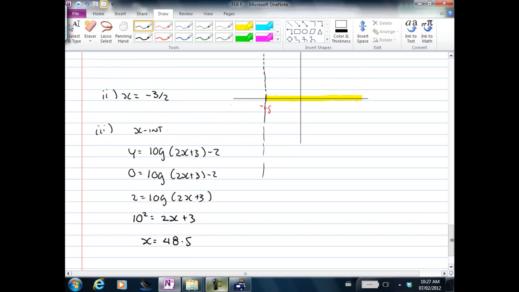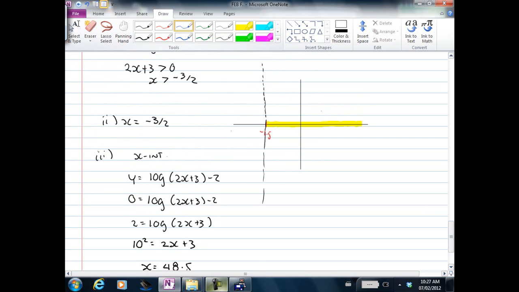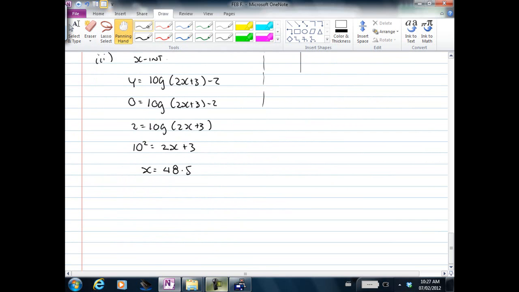Now before I go on, I'm going to play a guessing game. I'm going to say this is 48.5. I know it doesn't look like it, but I just want to see what the rough sketch is. I'm going to do the exact same thing for y-intercept. Y-intercept, no tricks. Y equals log of 2 times 0.